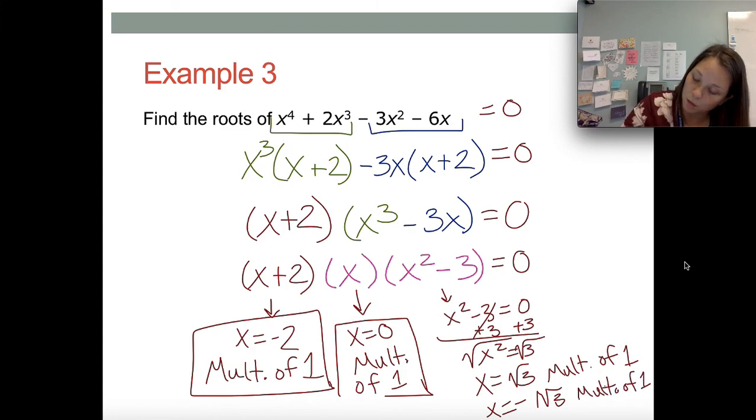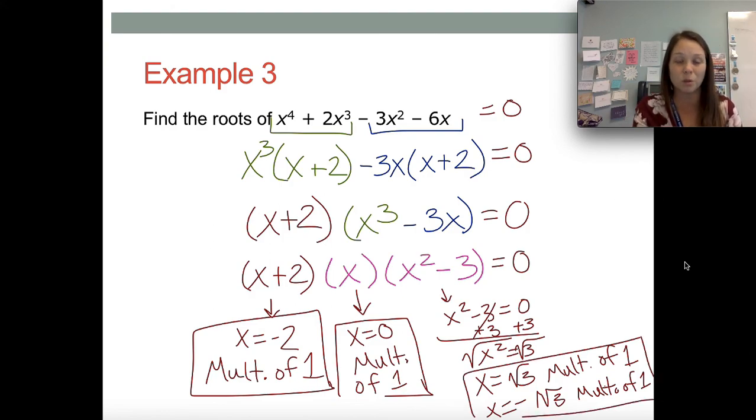And I know this problem didn't specifically ask us to find the multiplicities, but it's also good just to review that. Notice that this was a degree 4 polynomial in the beginning, and I have 4 answers: negative 2, 0, positive root 3, and negative root 3.